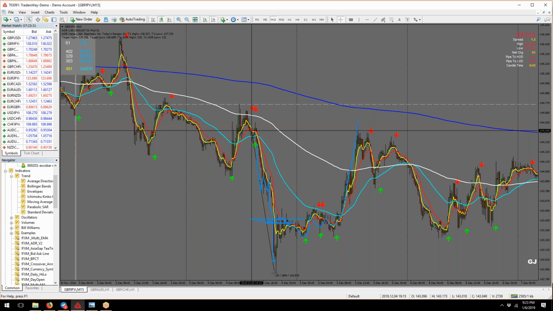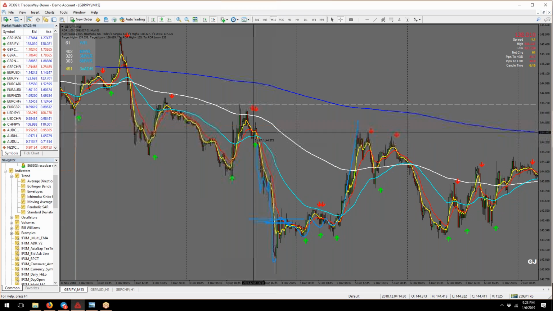Look how many points it drops, 160. Look how many points this pair moves, 164. So when you got close to 150, you should be looking to get out because it's probably going to reverse, because it's met its ADR. That's how we use the average daily range.